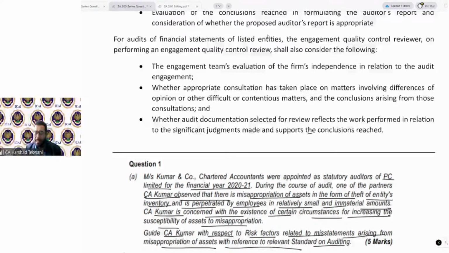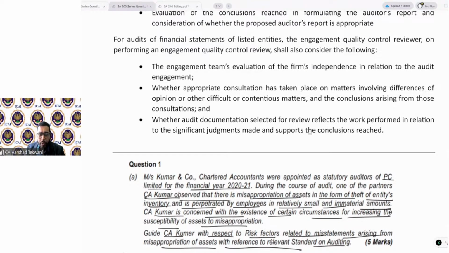Mansha, that is the particular type of fraudulent activity. They're the type of frauds, I could say, but in that the fraud risk factors differ. Okay, Namrata. Okay, Janvi. See what is asked in the question. Guide CA Kumar with respect to risk factors related to misstatement arising from misappropriation of assets.